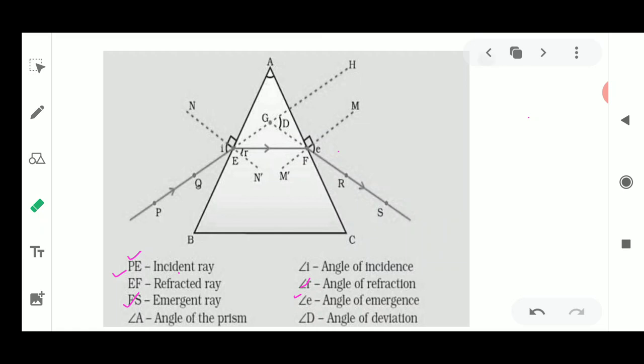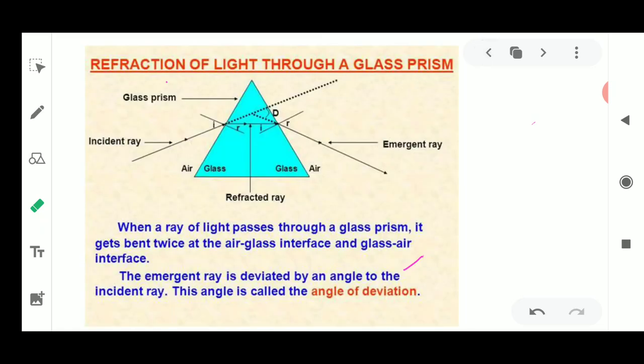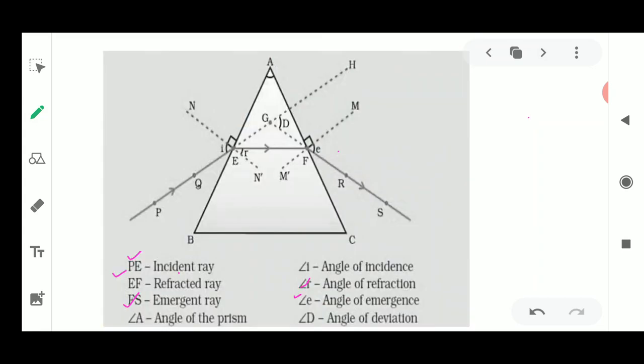So children, this was about refraction through a glass prism, where we saw that all these parts are present in the ray diagram of the prism: where the emergent ray is, where the incident ray is, which makes the angle of incidence. Again it becomes the angle of refraction. This is again an angle of refraction.